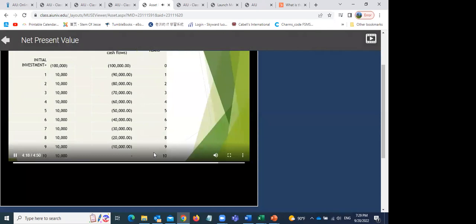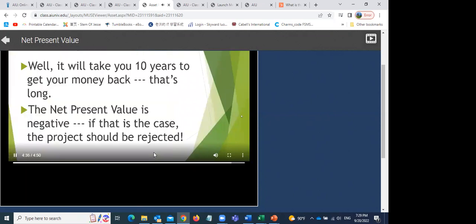When is the payback period? When does she get her $100,000 back? It'll take 10 years to get that money back. And that is how to do the homework assignment. You have your cash flow and laid out $100,000. It'll take you 10 years to get that money back. Is this a good investment? Well, it's a long time to get your money back in 10 years. And the net present value is negative. If that is the case in any project, it should be rejected.